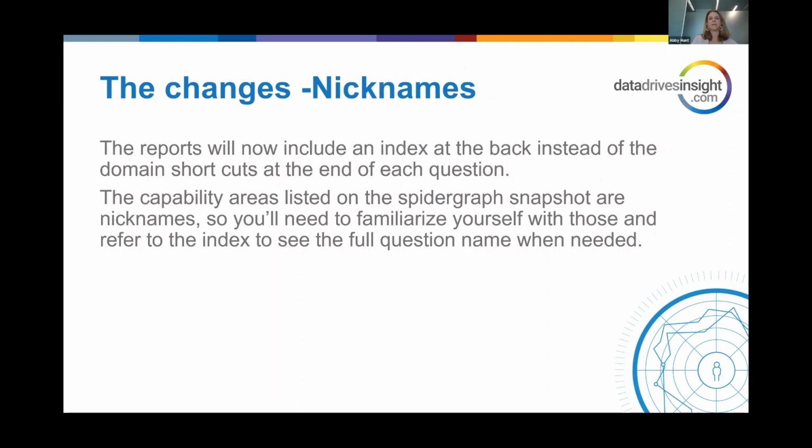So there's a few changes in the report. It now includes an index at the back instead of the domain shortcuts at the end of each question. Again, I'm going to show you that in just a second. Sometimes when you're doing a debrief, people ask, what does that mean? You can now go to the back and have a look at what each of the questions and the domain actually means, so that you can feel a lot more confident with it.